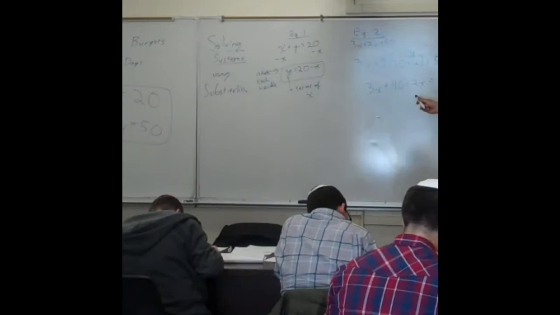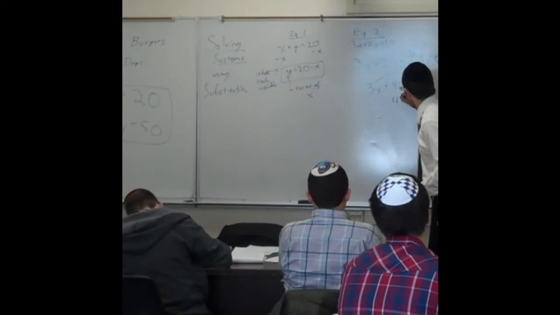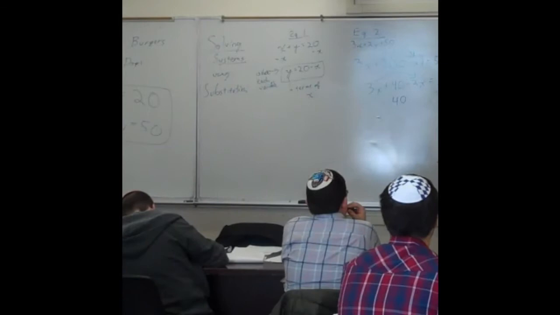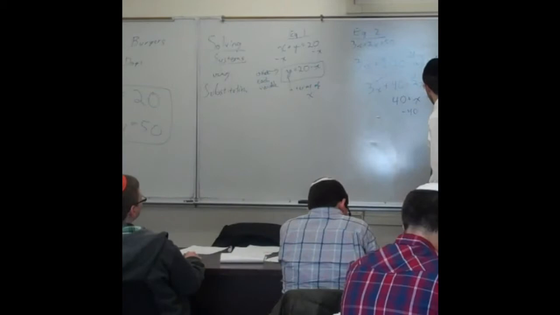That's how it works. 3x minus 2x, Rabbi. Combine my like terms. 1x. 40 minus 1x. Plus x, right? It's a positive x. 40 plus x is equal to 50. You can do x plus 40. It's the same, right? Well, then you do minus 40, minus 40.